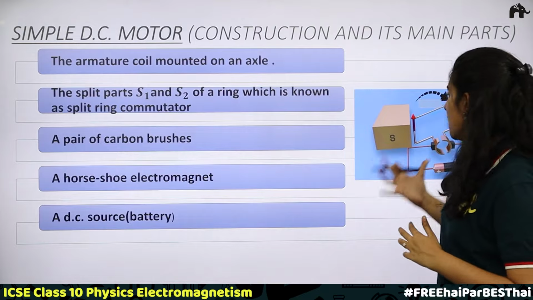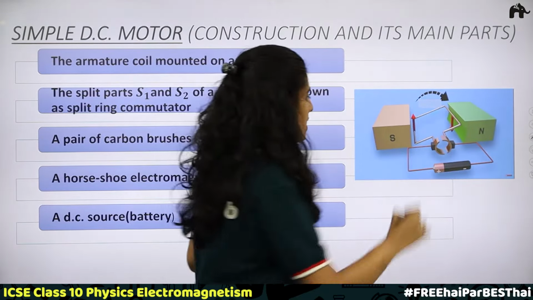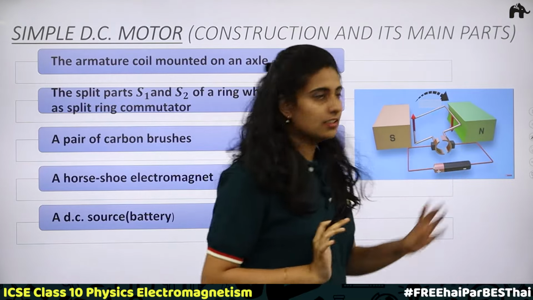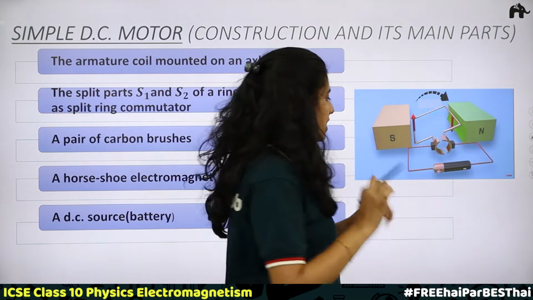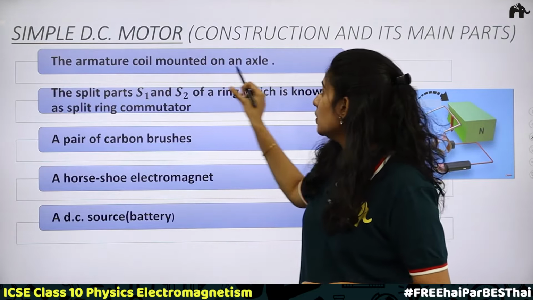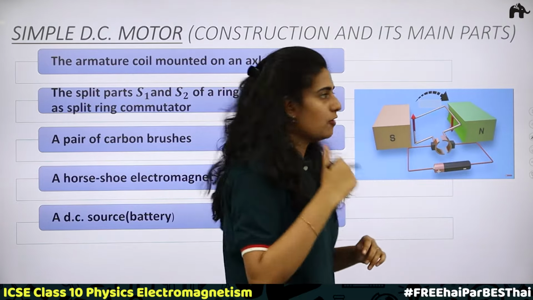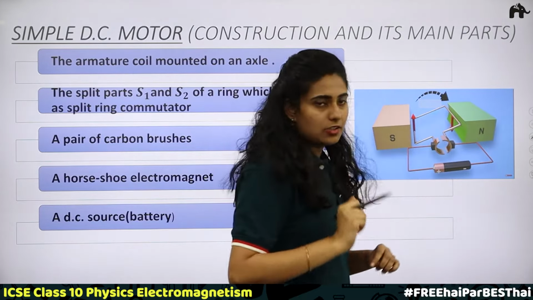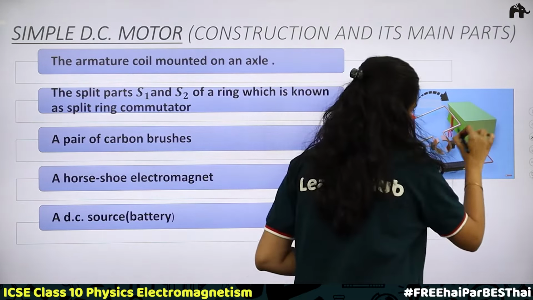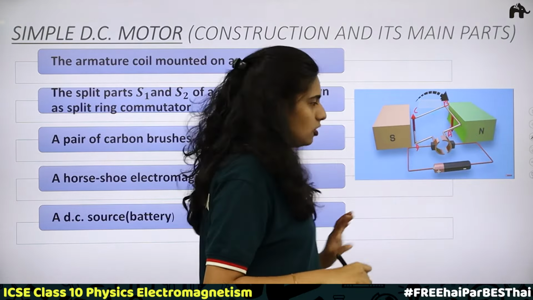Now what are the main parts of a DC electric motor? So this is how it looks. Here you can see a horseshoe magnet, the north and south pole of the magnet. Then you have a DC battery. First you have the armature coil, which is mounted on an axle. It is made up of a wire, mounted over a soft iron core. You can name it as A, B, C, D. This is your armature coil.